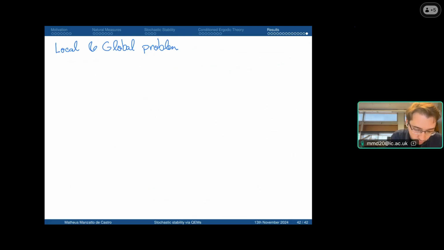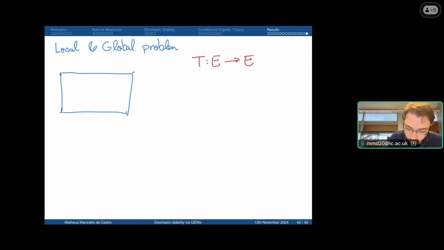And the local is the easy one, okay? So the local is the following. I have some T that goes from E to E, and then I have Λ that we define as the intersection of T^{-n}(M). You just want to understand the points that remain in M forever. And we are assuming that T, going from Λ to Λ, is, for instance, uniformly expanding.